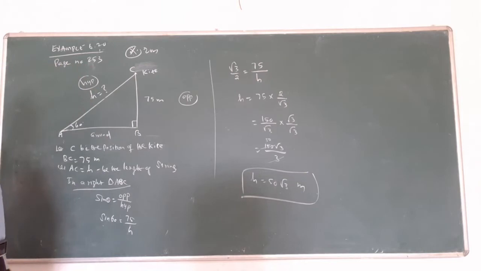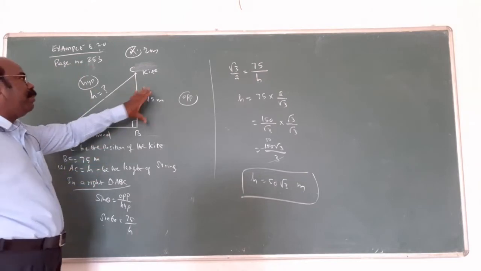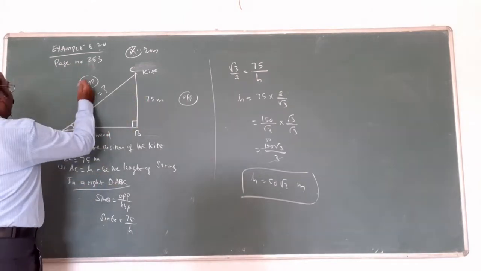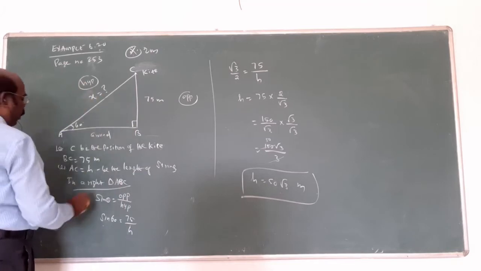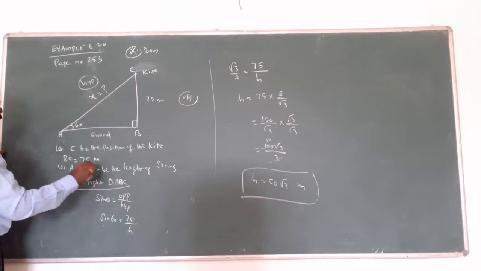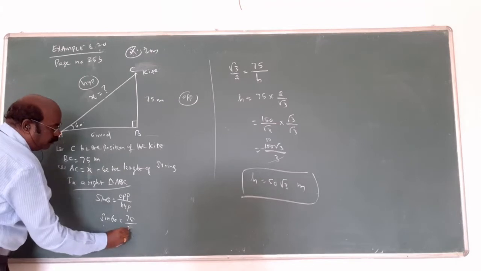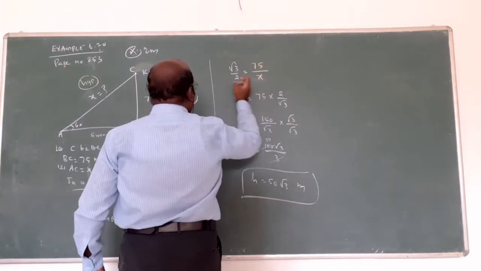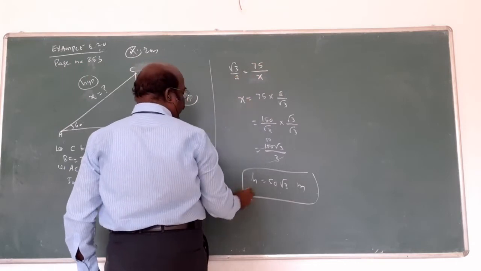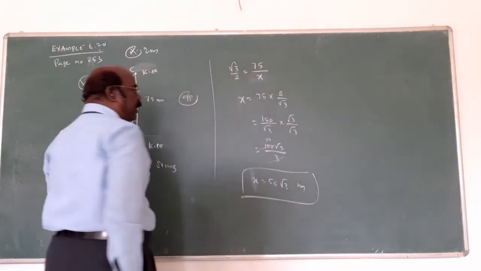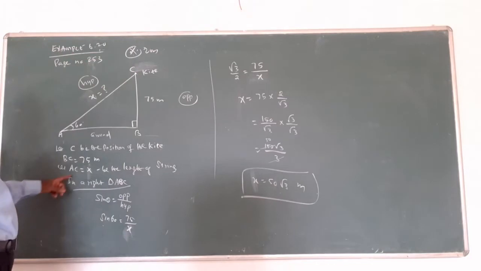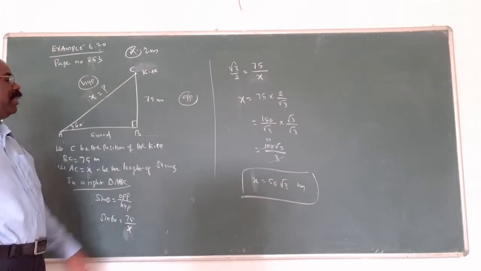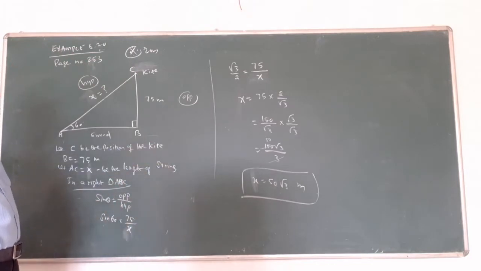For an unknown quantity, if it is height, use h. If it is length, use x. You can put some h or x, then it is easy for you. x or h, no problem. But height means h, otherwise x. Am I right? Here x is our observation. Length of the string, what is the answer? 50 root 3. The length of the string is 50 root 3 meters.